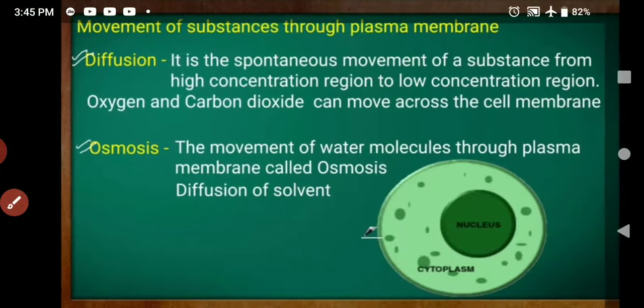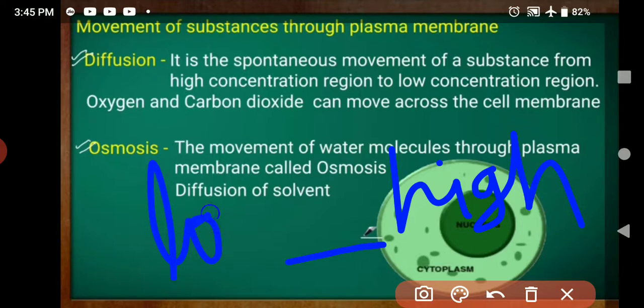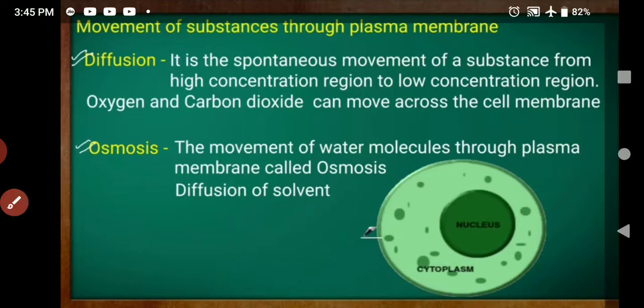And when inside the cell concentration is high, see, inside the cell concentration is higher than outside the cell. Inside the cell concentration is high and outside the cell concentration is low. So water moves from where to where? Water moves from high concentration to low concentration. In this condition, water moves out of the cell. This process is called osmosis. In this process, water molecules move through the plasma membrane.